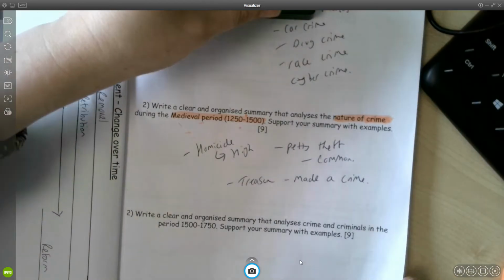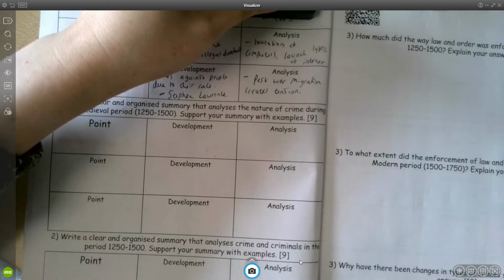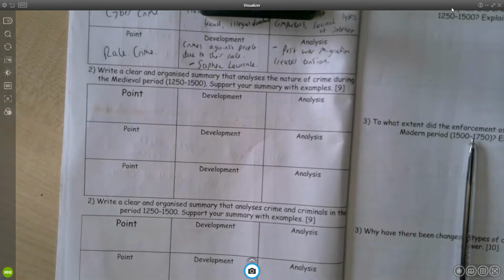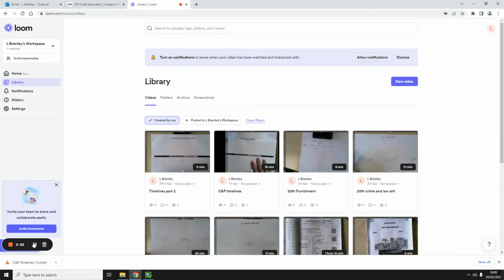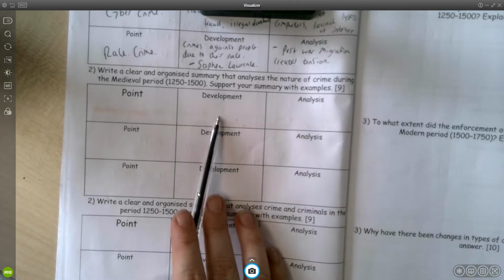So again, what I would like you to do is turn over to the next page, plan, pause, plan, and then come back to check your answers. So we're going to plan the answer to the crime and punishment, the crime summary in the medieval period.